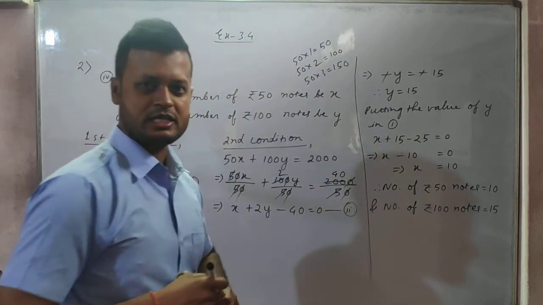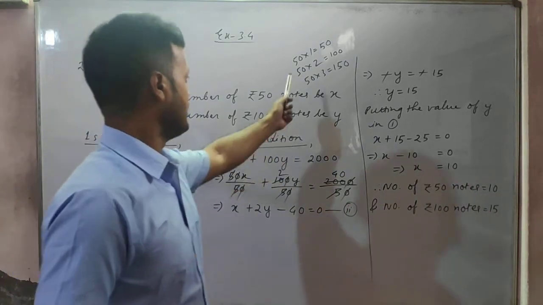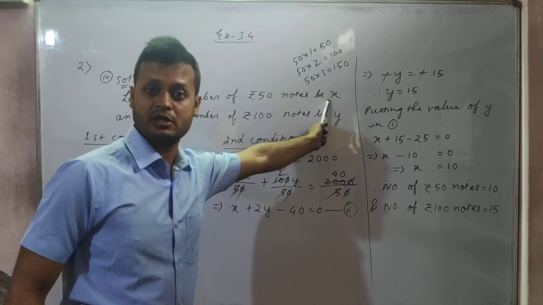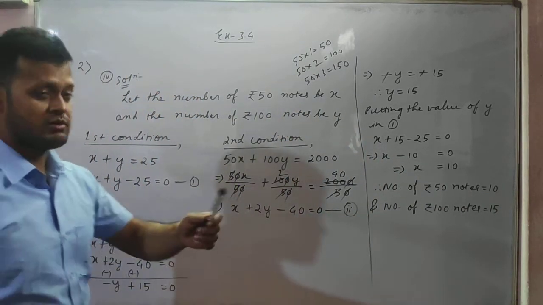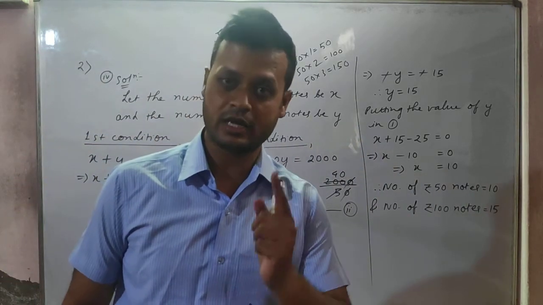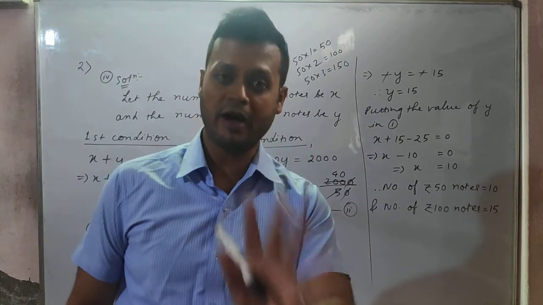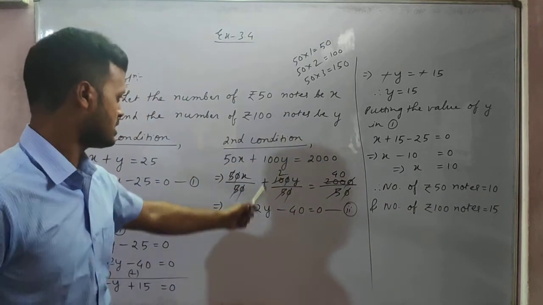Are you getting me? What is the value of 1 fifty rupees note? 50. What is the value of 2 fifty rupees notes? 100. Value of 3 fifty rupees notes? 150. So what will be the value of x fifty rupees notes? 50 into x, 50x. What will be the value of y 100 rupees notes, students? If the value of 1 hundred rupees note is 100, if the value of 2 hundred rupees notes is 100 into 2, if the value of 5 hundred rupees notes is 100 into 5, then what will be the value of y 100 rupees notes? 100y.